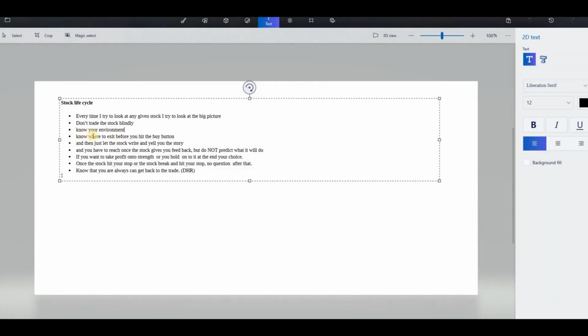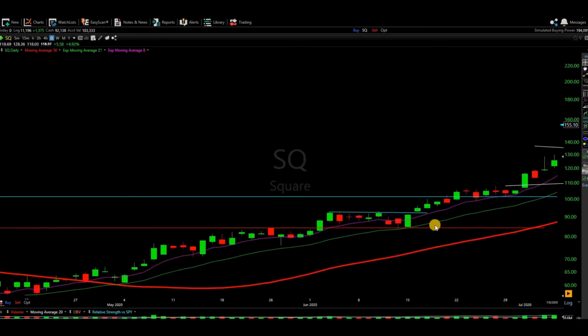Know your plan, man. Before you even hit that buy button, know where you're going to exit. That way, once the stock starts going against you, there are no emotions, you already put in your stop loss. Don't delete it like I did before. I think I mentioned it in one of the videos before. I deleted my stop loss and it started going against me.